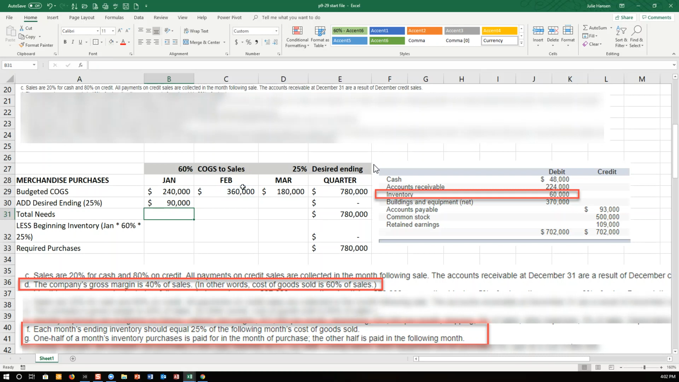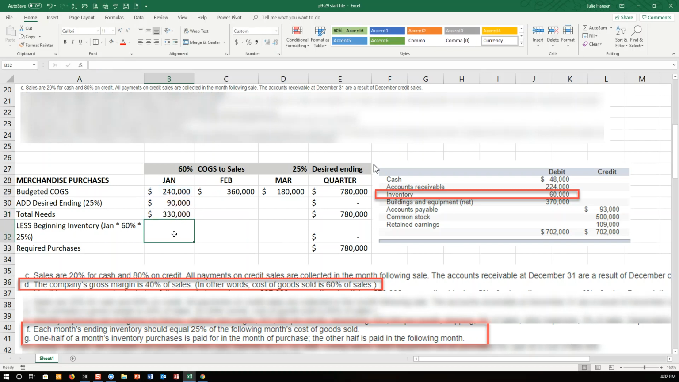Okay, all I'm doing here is very simple. I'm looking forward to February, and I'm saying, what do I need in February so that I can open my doors on February 1st and have something there? I always need to have a little on hand. So that's all that means. So my total needs are my budgeted cost of goods sold plus my desired ending inventory.